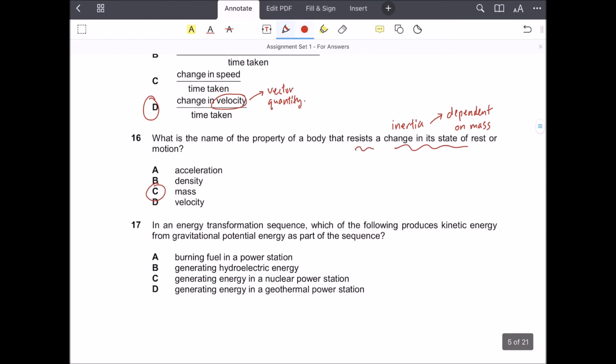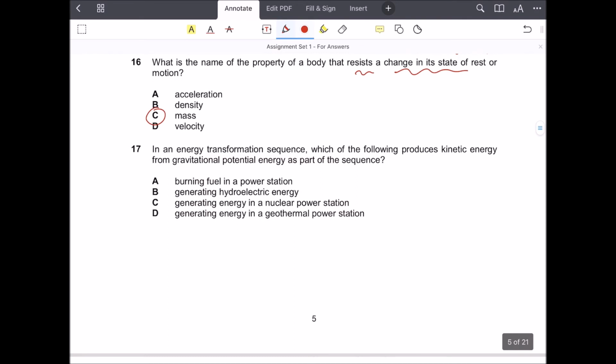The next part is something that you have to read out in your textbook. So from GPE to KE, it would be generating hydroelectric energy. So for the rest, this is chemical potential to electrical energy. For nuclear power station, it will be nuclear energy to electrical energy.